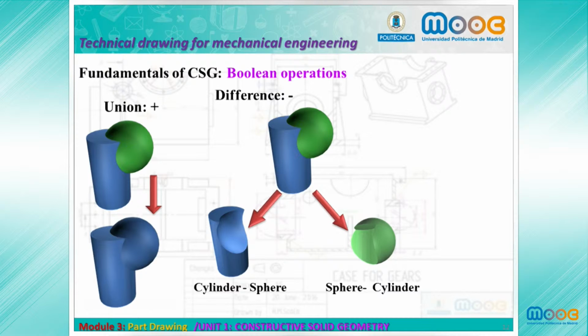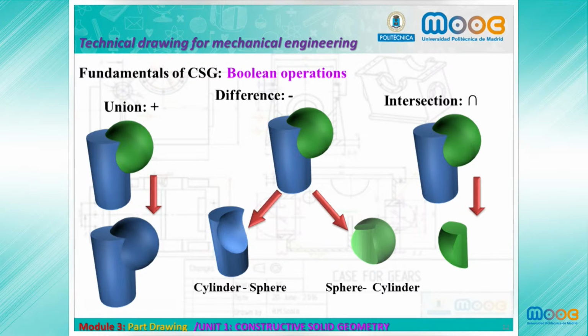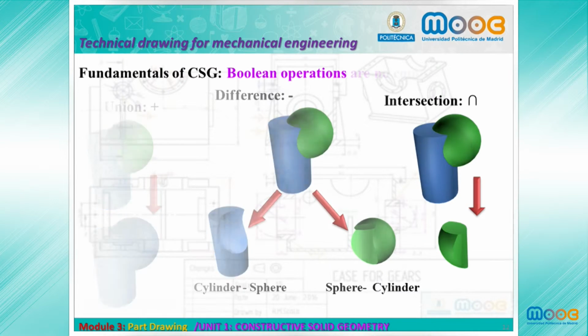Difference. In difference, we subtract from one primitive the volume or part of the volume of the other primitive. In this case, we have two possible solutions, depending on which element is subtracted from the other. A less frequent Boolean operation is intersection, which means the common volume between the two primitives that we have to describe the part.